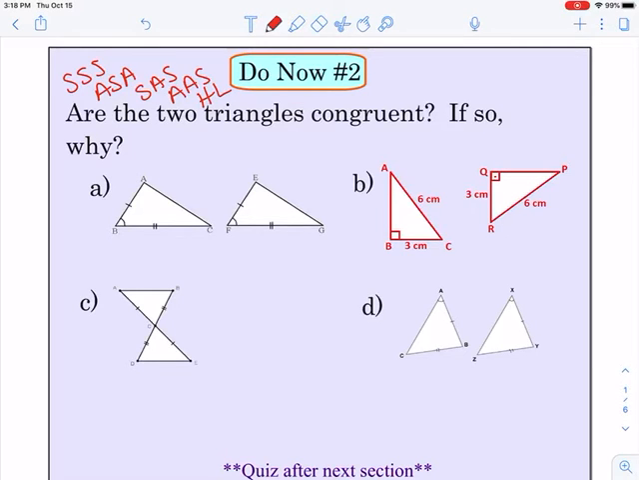Okay, you can never have side, side, angle, or angle, angle, side. So keep that in mind. So these are no, the others are yes.